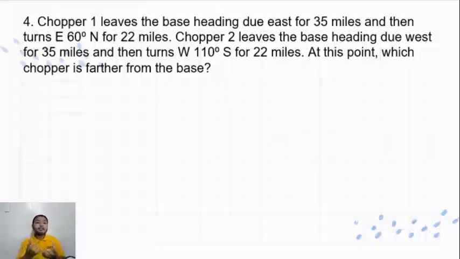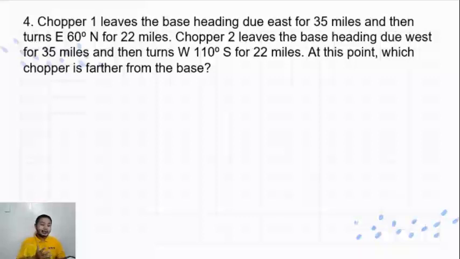So, si chopper 1 saka si chopper 2 nasa base sila. Si chopper 1 pumunta ng east, si chopper 2 pumunta ng west. Parehong distance, 35 miles. Tapos, si chopper 1 nag-turn siya, ganun din si chopper 2 nag-turn siya. Si chopper 1, after niya mag-turn, nag-travel siya ng 22 miles. Si chopper 2, ganun din. After niya mag-turn, nag-travel siya ng 22 miles. So, kung tutuusin natin, yung total distance na nagawa ni chopper 1 sa ni chopper 2, pares lang. 35 at saka 22. Kaso tanong dito, sino yung mas malayo sa base? So nakaiba sila doon sa degree, doon sa pagkaka-turn nila.